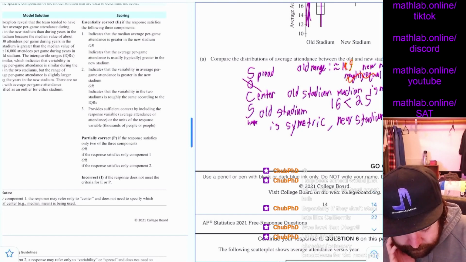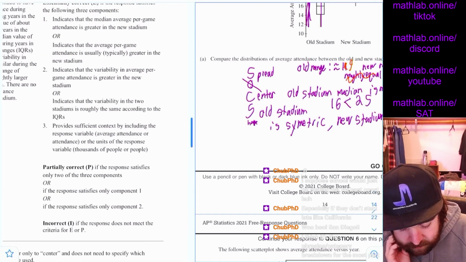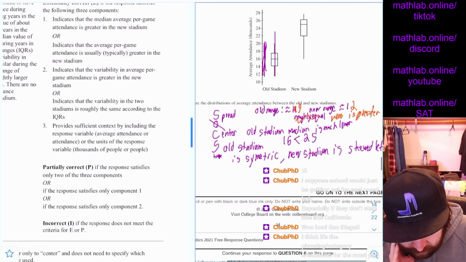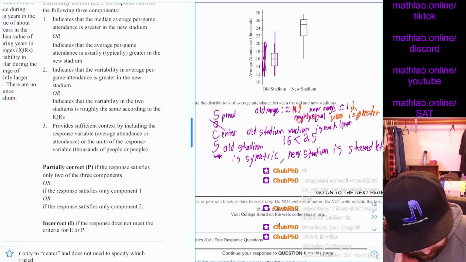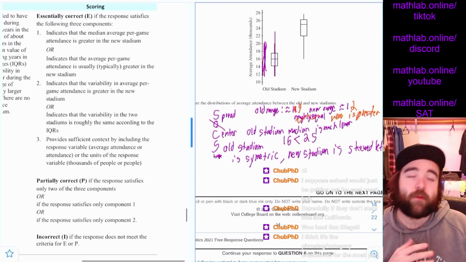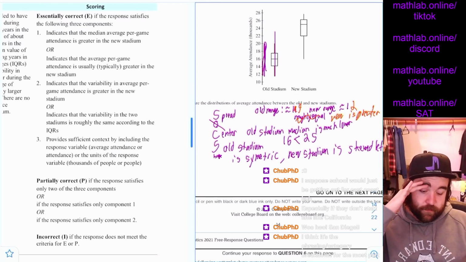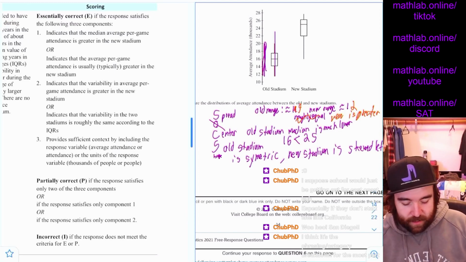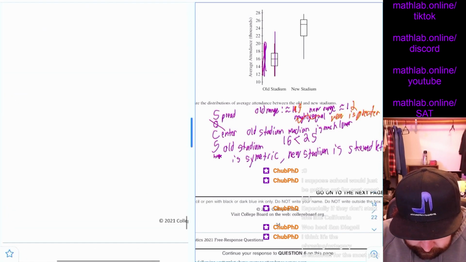And then provide sufficient context by including the response variable. Oh, right. I always need context by including the response variable, average attendance, or the units of the response variable, thousands of people. No, I didn't do that either. I gotta remember context. That's the secret extra C in SOCS. Context. Yes. Okay.